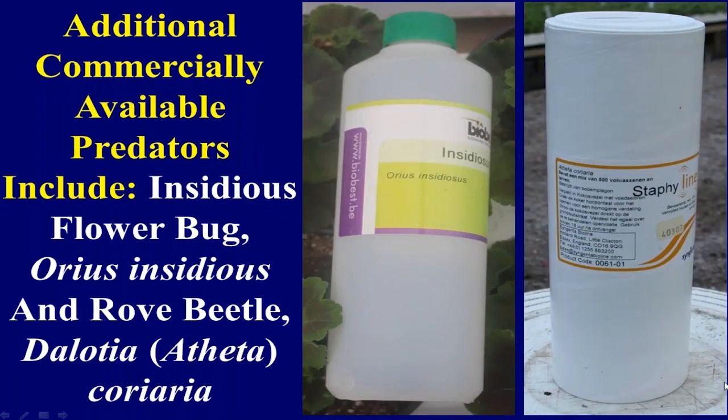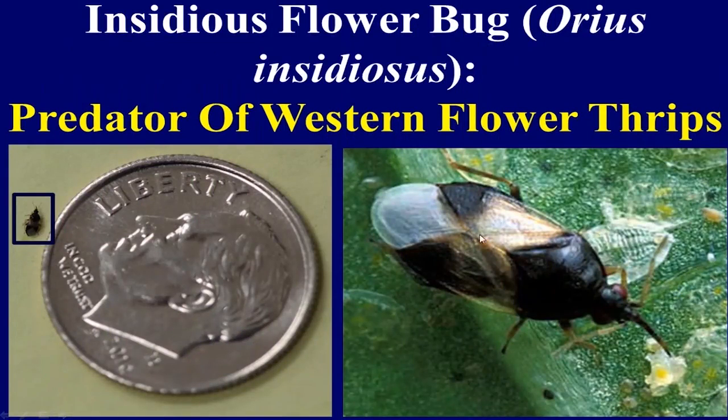Well, in addition to predatory mites, we have other predators, including insidious flower bug and rove beetles. This is the insidious flower bug. There is how small they are compared to a dime. They are predators of primarily western flower thrips. Both the nymphs and the adults are predaceous.